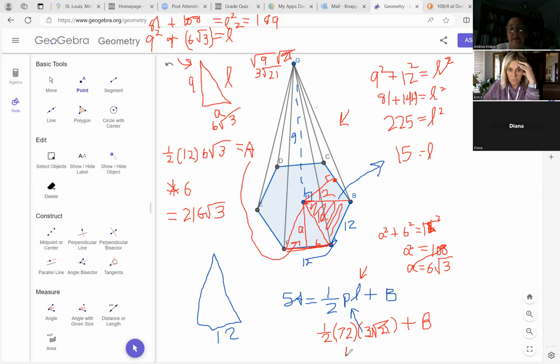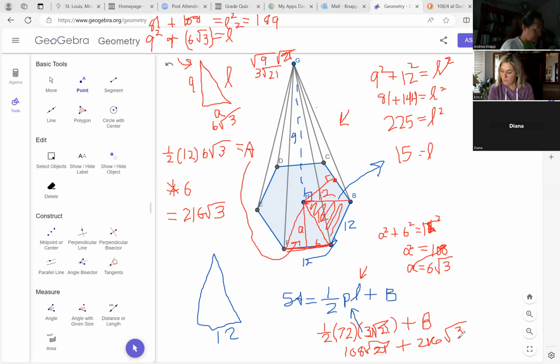Now, plus the area of the base, which we figured out somewhere else, 216 root 3. Yeah. We got it. Now, I have a feeling that there's a formula out there for finding the area of that regular hexagon, instead of doing it piece by piece as we did.